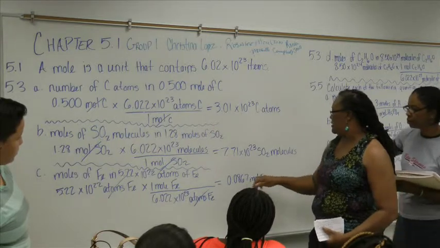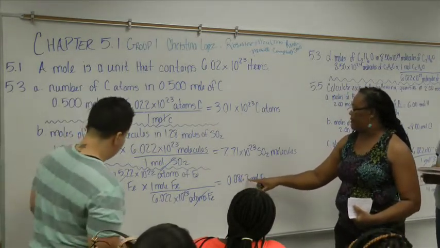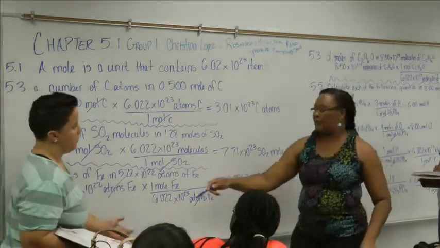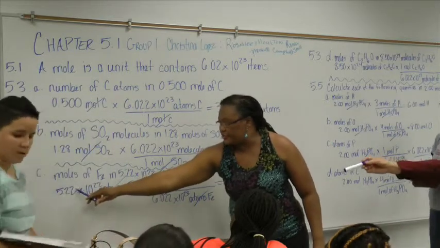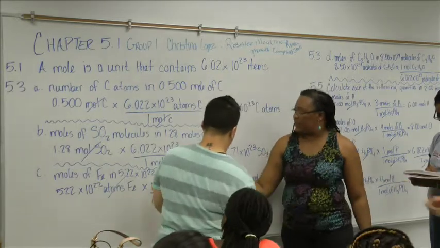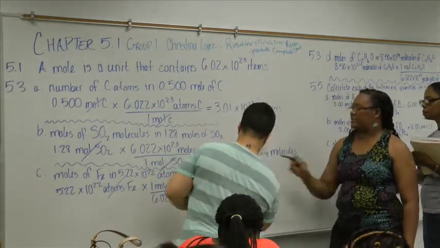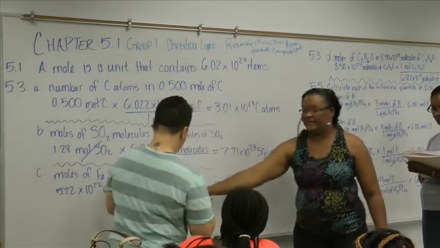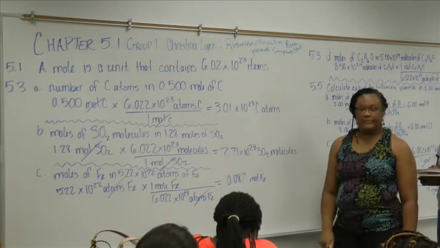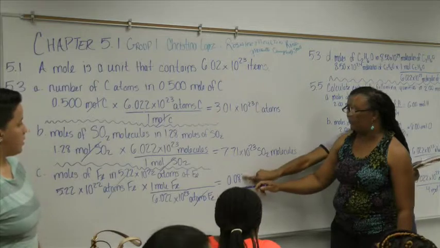So this is 1, 2, 3 significant figures. So you want to round it off, right? Right. Round it off to three significant figures, so 0.08. So basically what you do is 5.22 times 10 to the 22 power times 1, and then you divide that by 6.022 times 10 to the 23rd, and you're supposed to get this number. That's two significant figures. Yeah, that's two significant figures.